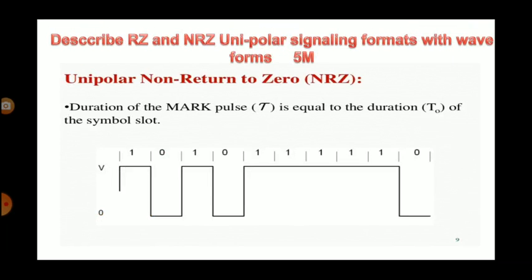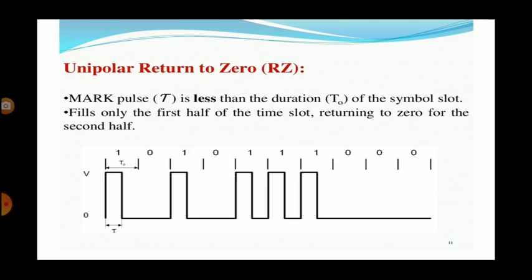Describe RZ and NRZ unipolar signaling formats with waveforms. 5 marks. Unipolar non-return to zero, NRZ: the duration of the mark pulse tau is equal to the duration T0 of the symbol slot. Figure shows that if it is transmitted information, it can be represented as a 1. Non-information is a 0, that is mark and space.